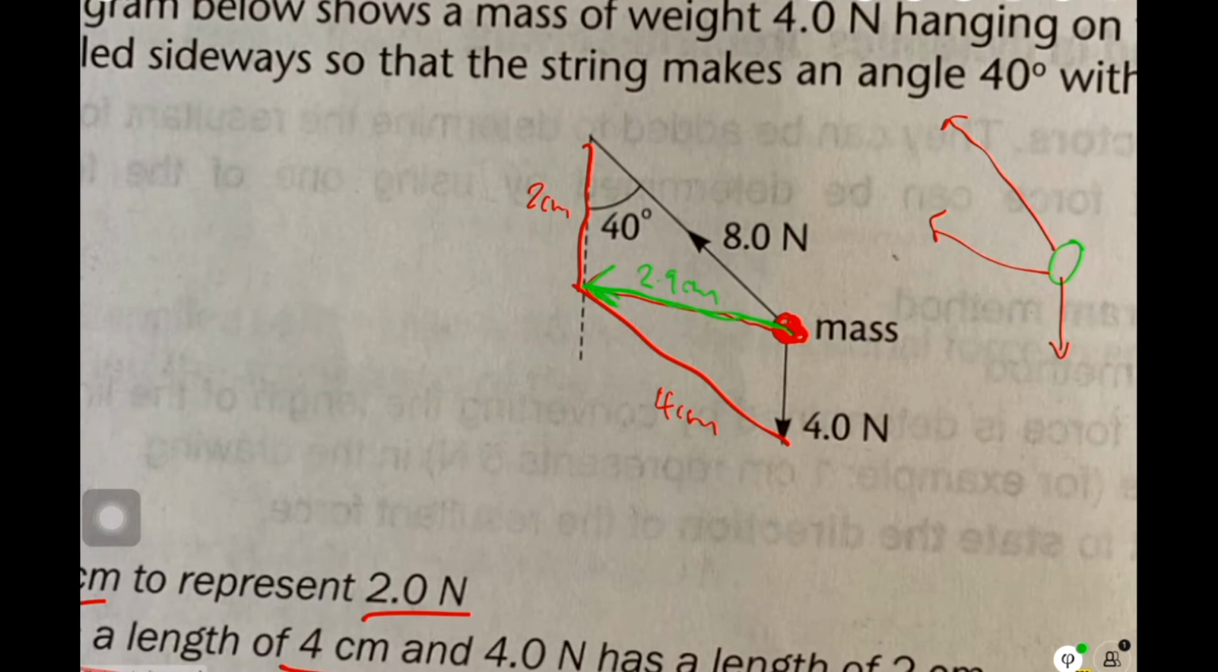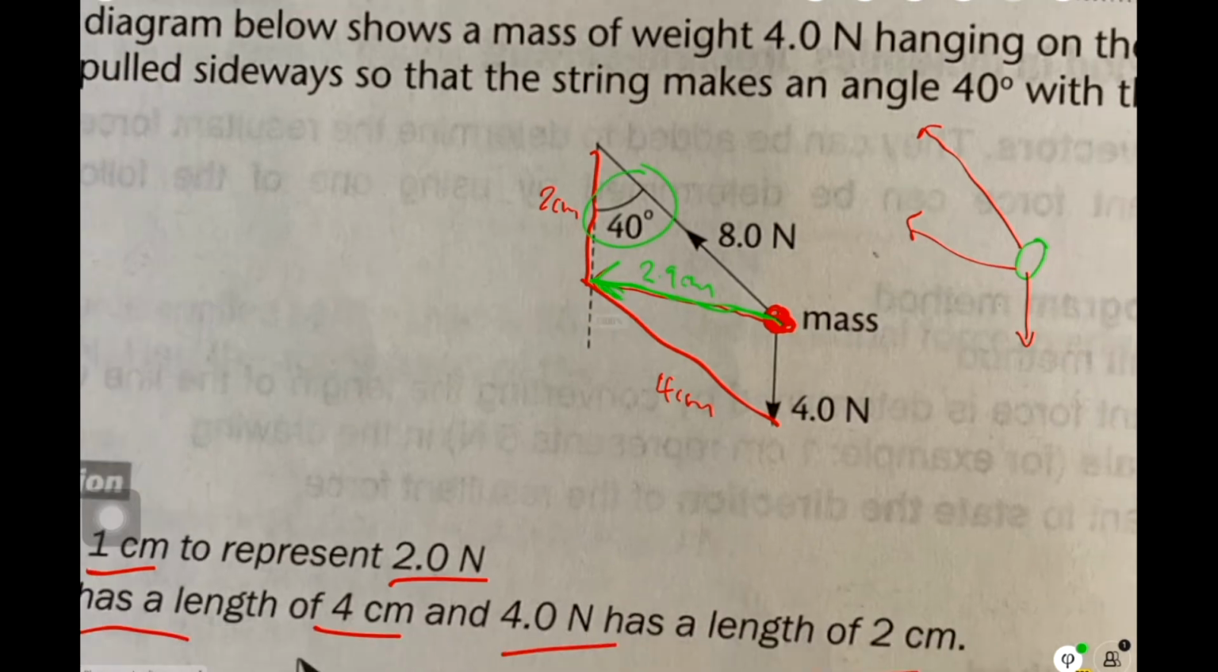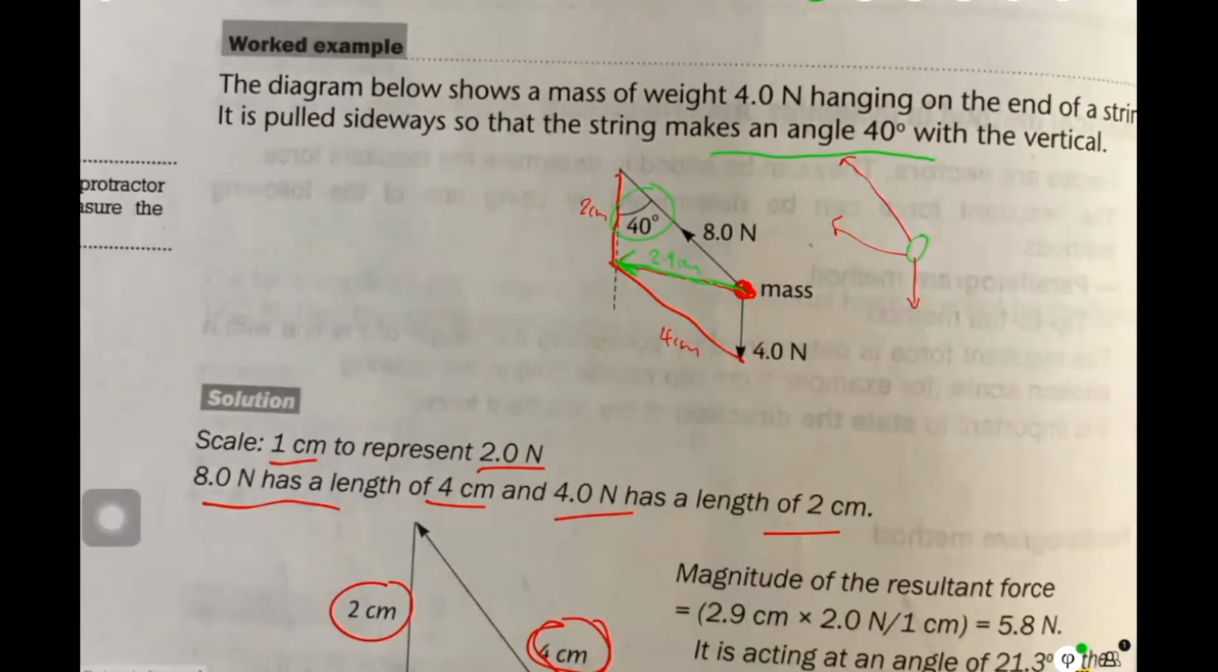Do you get 40 degrees because I take 180 minus the current degree? This one they give you. Angle 40 degrees with the vertical. So they give you this 40 degrees.